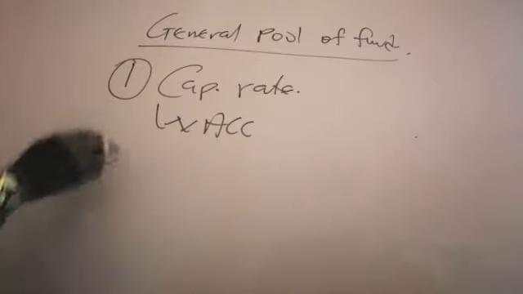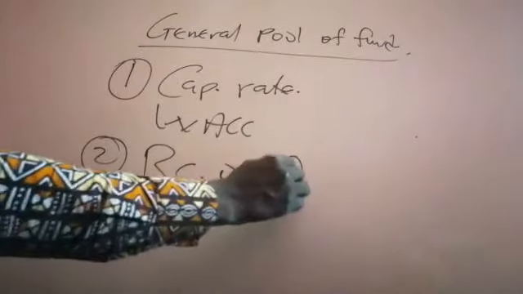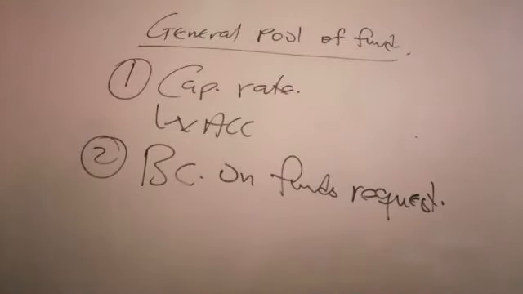Then the second, you have to calculate the borrowing costs on the funds requested. So borrowing cost on the funds requested. As and when you draw some funds from the general pool, then the capitalization rate will apply on that amount, and then you are done. Basically, that is the end of the game.